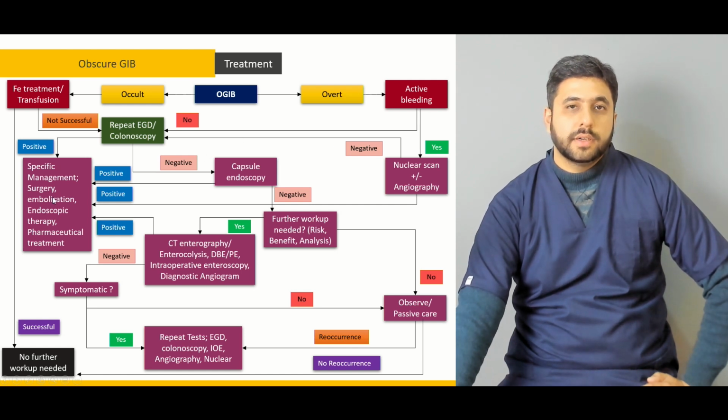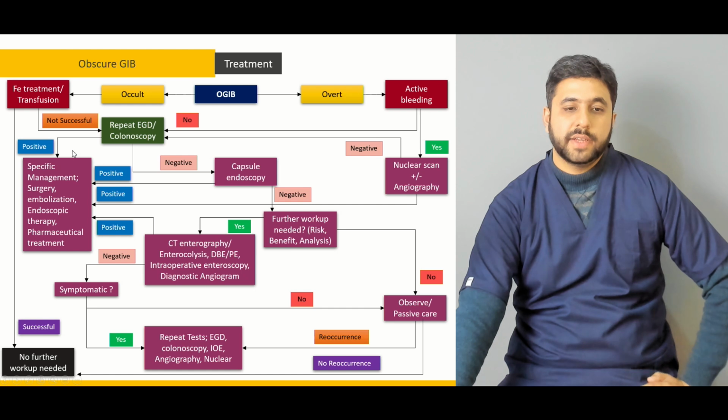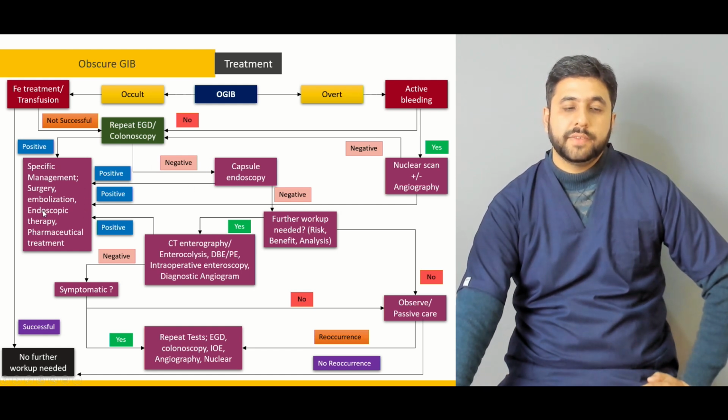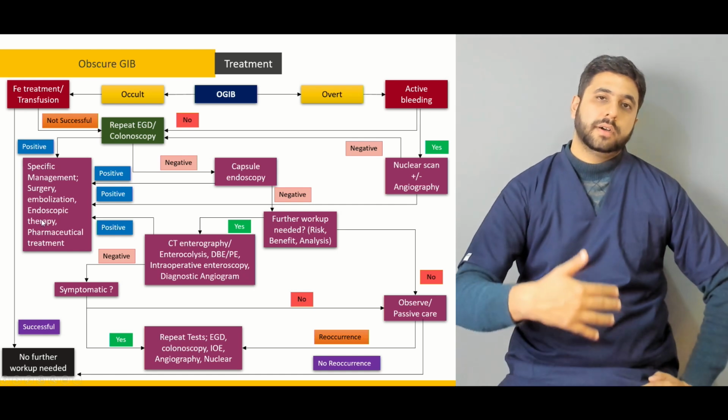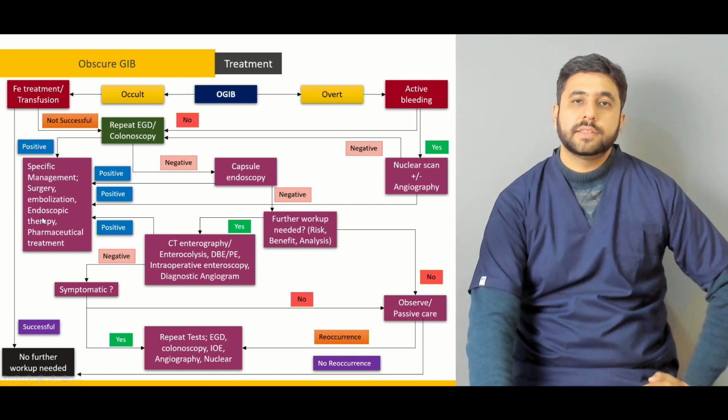Just to summarize it, this is our area of comfort. We have to take every patient into this area where we have a positive visualization of the bleeding artery on the angiogram, or a positive CT enterography, or a positive colonoscopy, or a positive capsule endoscopy. Because when we have a bleeding area in front of our eyes, it is easy to fix rather than when it is hidden or occult.